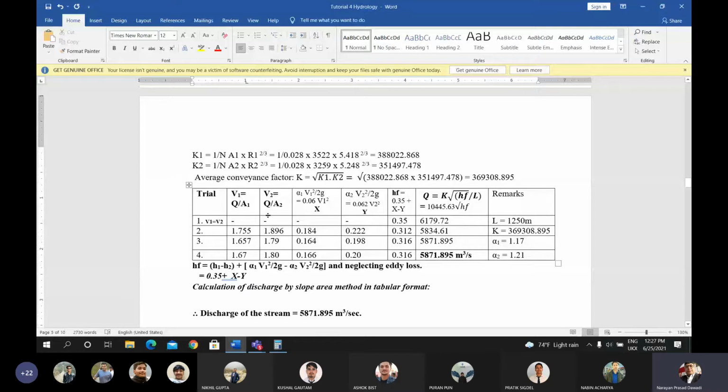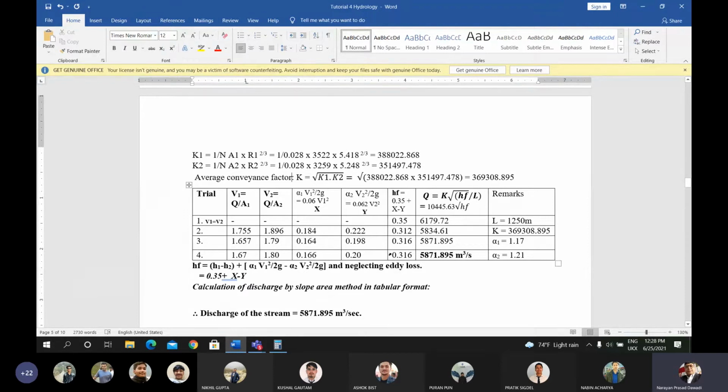Again use this discharge to calculate the next trial velocity. This discharge is divided by A1. You will get the value of 1.67, and then the same discharge is divided by A2. You will get that the velocity at 2 will be 1.80. Using V1 as 1.67 and V2 as 1.80, find alpha 1 V1 square by twice g and alpha 2 V2 square by twice g. You will get this value. Now HF will be 0.35 plus x, that is 0.166 minus 0.20.